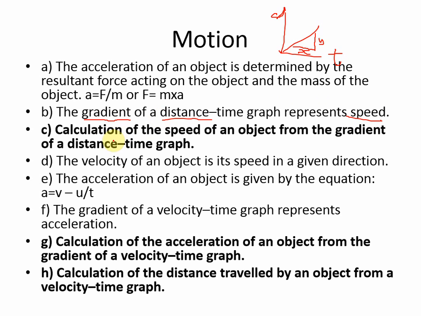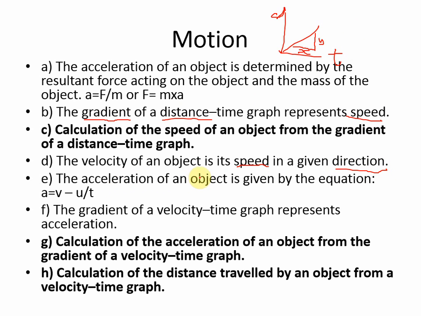Higher tier students will need to calculate the speed of an object from the gradient of a distance time graph. You will actually need to do the actual calculation. Take the gradient, and that will therefore tell you the speed. So you're not just taking a distance and a time, you're taking the gradient of it, remember. The velocity of an object is a speed in a given direction. So velocity is a speed and a direction.